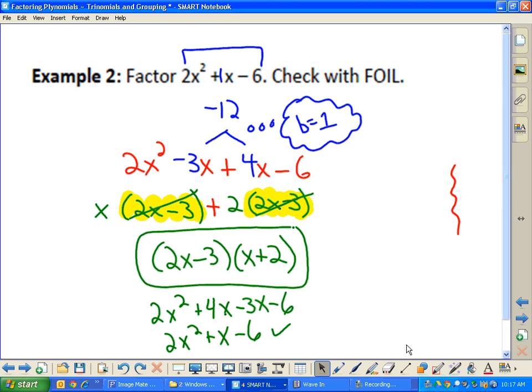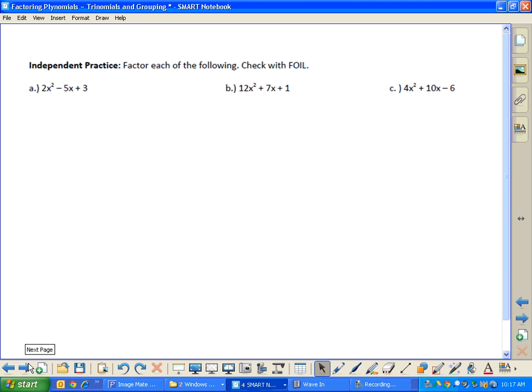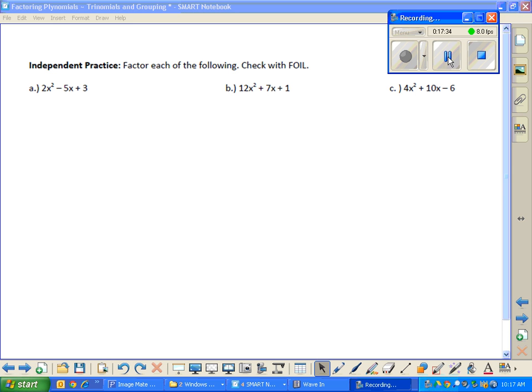Any questions about it? Okay, so now you get to try a little bit. Now that we've done 2 together, I'd like you to try 3 of them. And I'm going to walk around and kind of help you out a little bit if you need it. Okay, so if you're still working on your first independent practice, those 3 problems, keep working, do not look up.